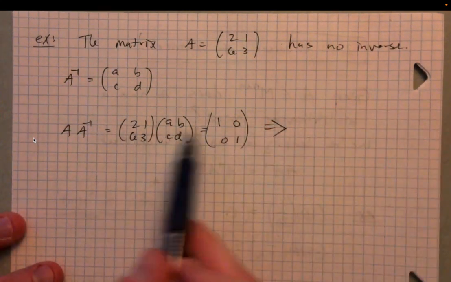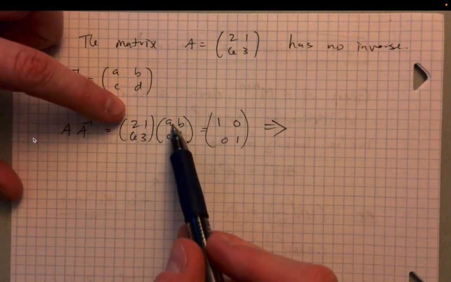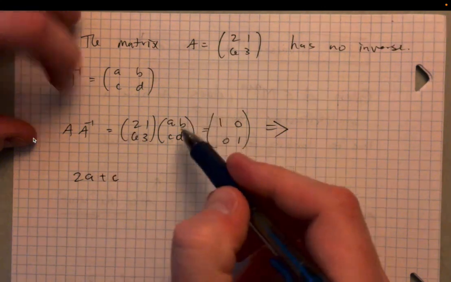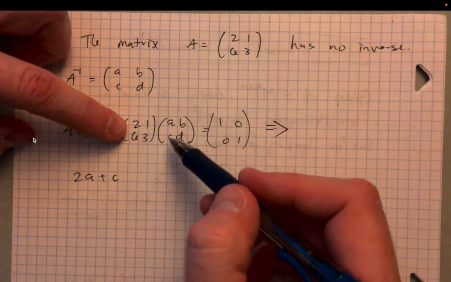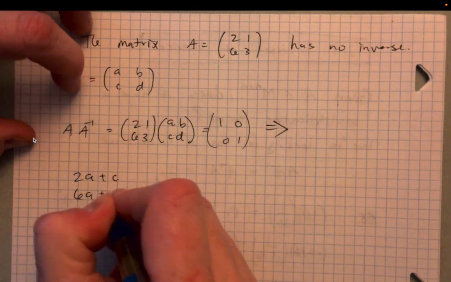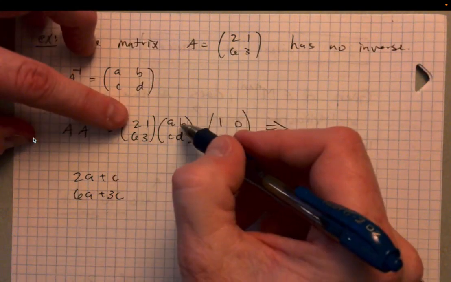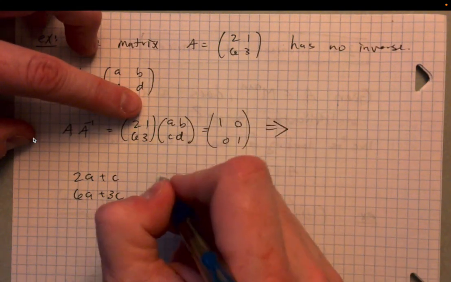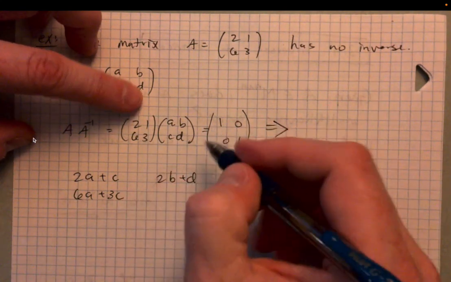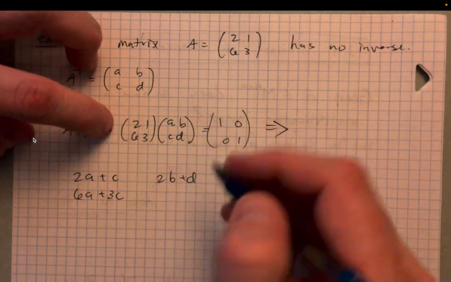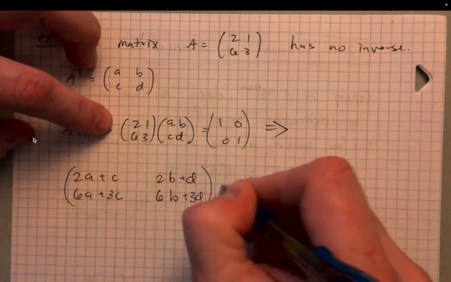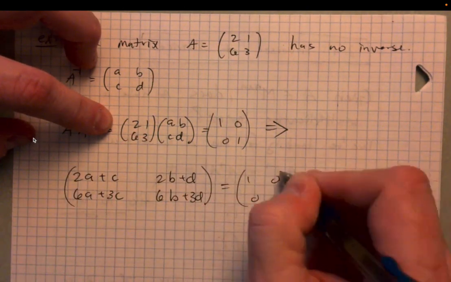Okay. Now, what does that mean? Well, I can do the multiplication here. So 2 times A plus 1 times C, so I get 2A plus C. And then 6 times A plus 3 times C. And then 2 times B plus 1 times D. And then 6B plus 3D. And that's equal to 1, 0, 0, 1.